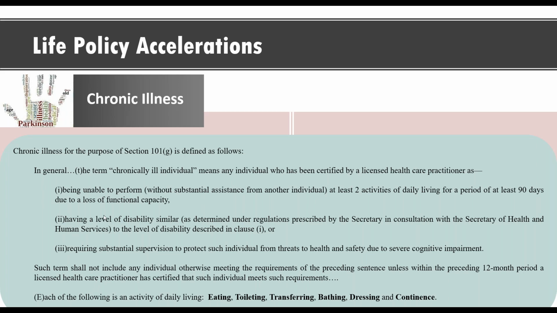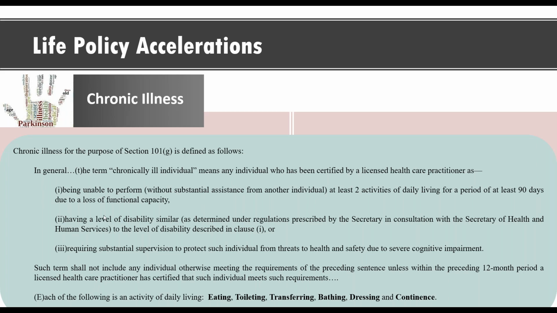It's that person's been certified by a licensed healthcare practitioner, who doesn't necessarily have to be a doctor, as not being able to do 2 out of 6 activities of daily living, ADLs, for a period of at least 90 days due to a loss of functional capacity. And then the other chronic illness definition is requiring substantial supervision due to a severe cognitive impairment. That covers severe Alzheimer's or dementia situations commonly. Cognitive impairment is another potential trigger for chronic illness.